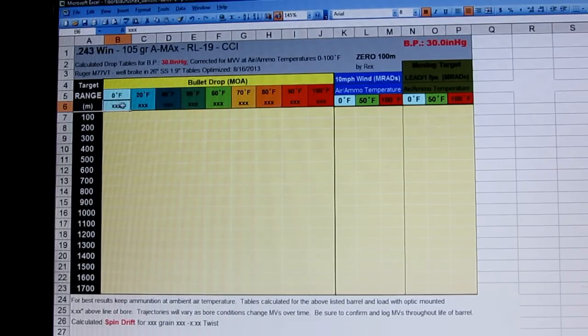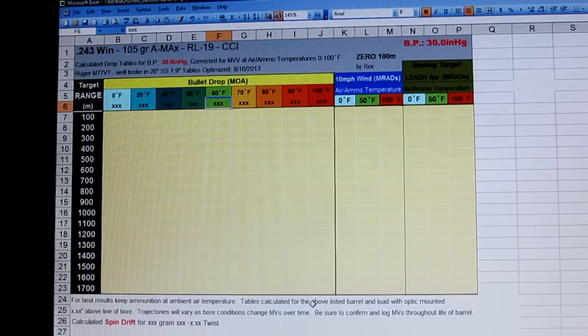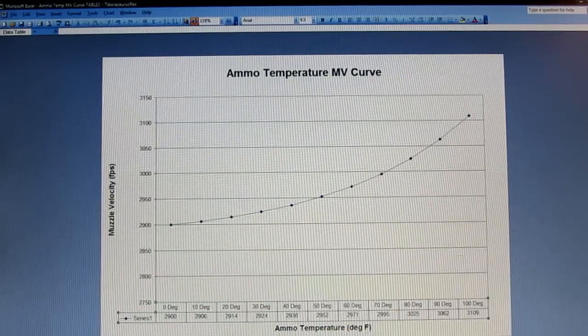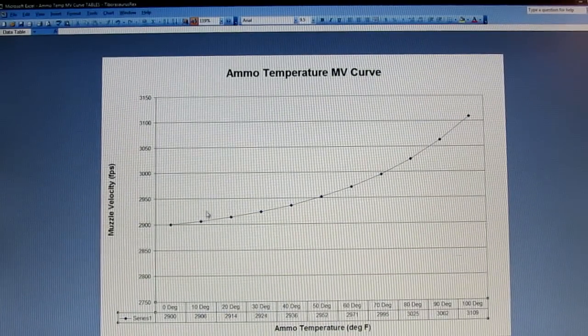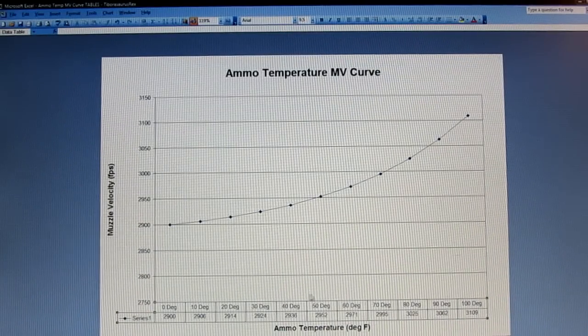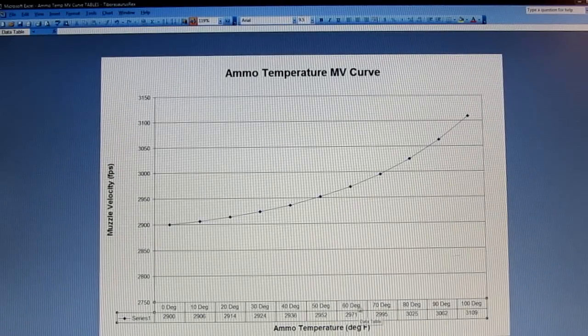Next thing we have to know is our muzzle velocities at these different temperature ranges. This is dependent upon ammunition temperature, so we're going to have to consult our curve here. Here's our ammunition temperature muzzle velocity variation curve that we did before. Down here we have the different ammunition temperatures in degrees Fahrenheit and the corresponding muzzle velocity at that temperature.